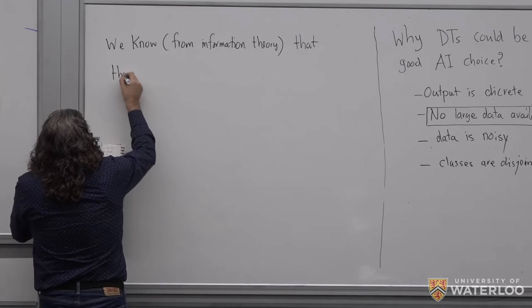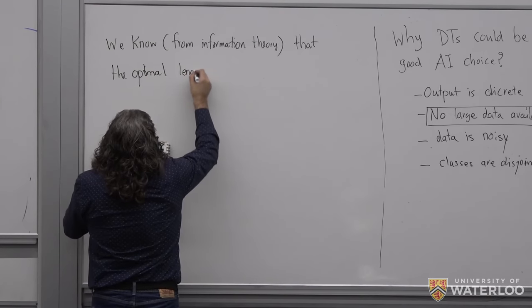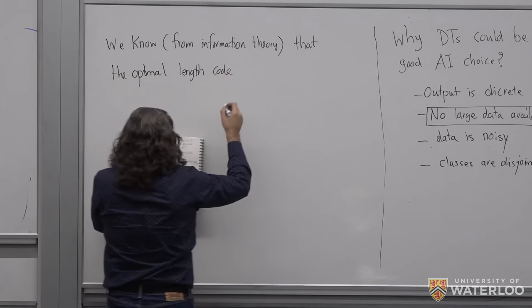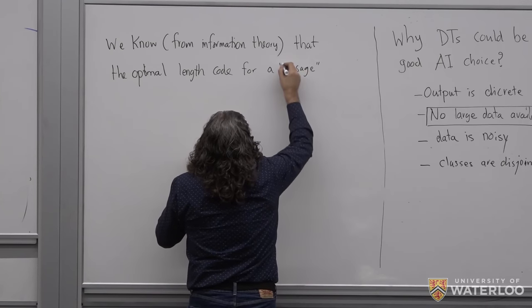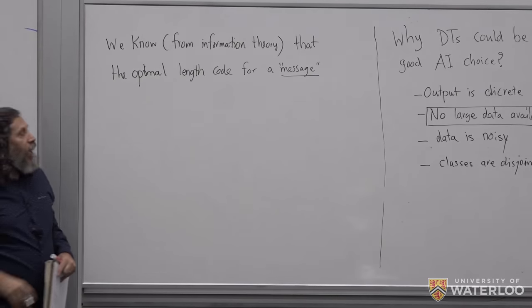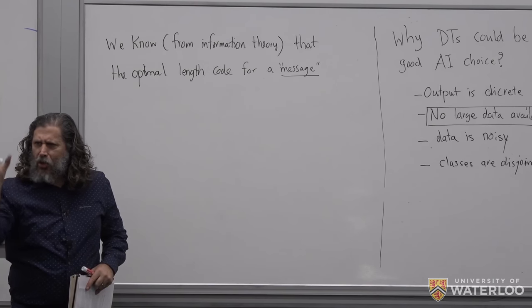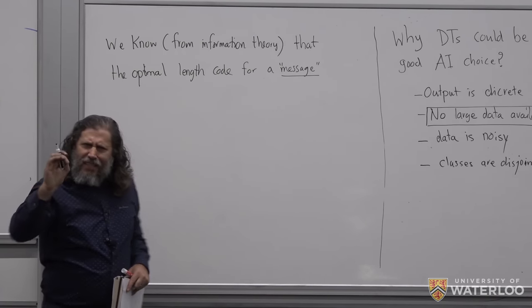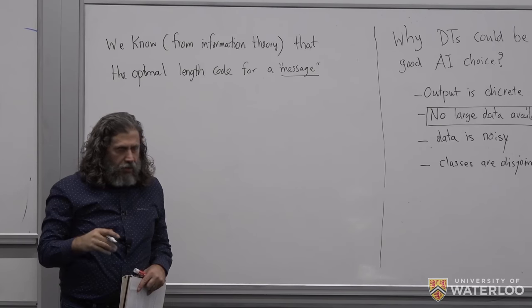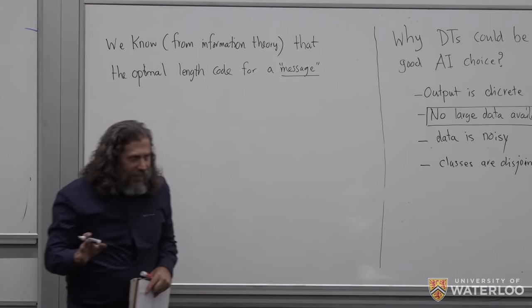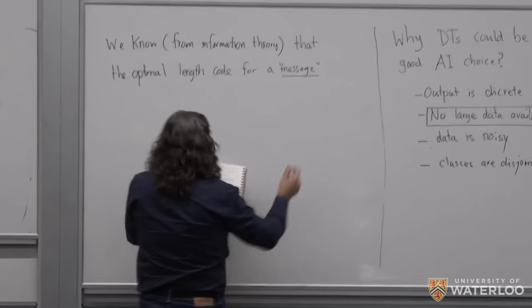That, the optimal length code for a message, you see, this is entirely information theory. You want to send a message to somebody, and the question is, what is the optimal length code? So how should I encode it such that I don't waste bits, and then when I send the information and some bits get manipulated, I can reconstruct the message on the other side of the information channel. It's not about learning. It's about communication.